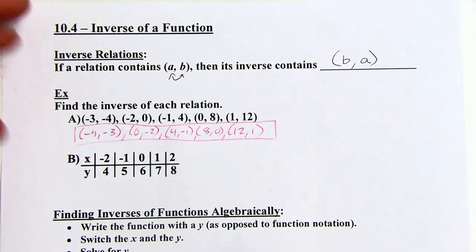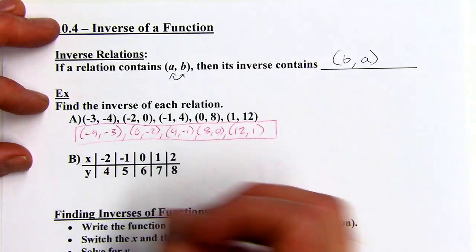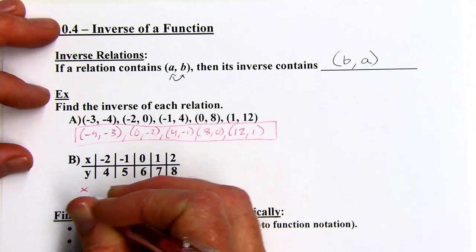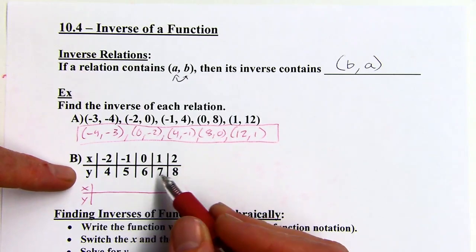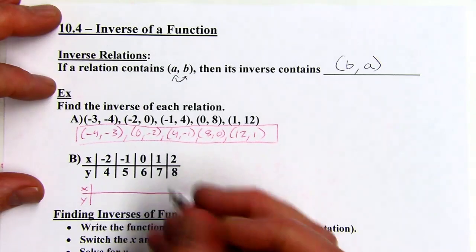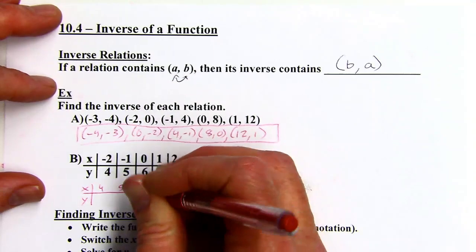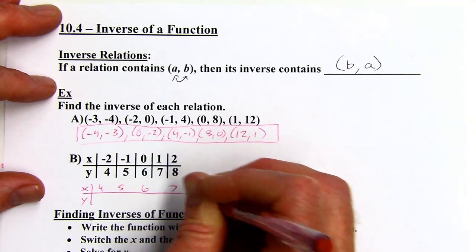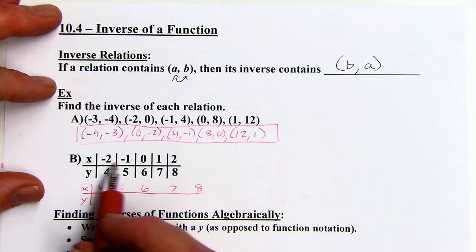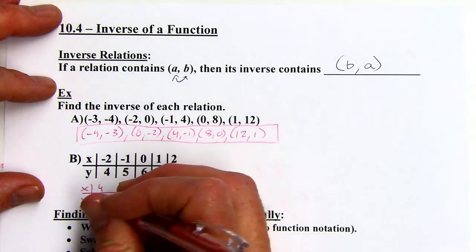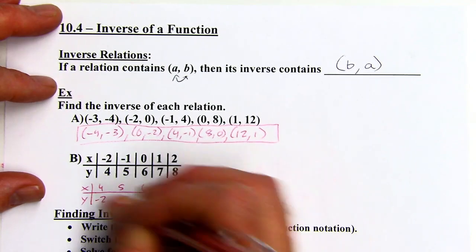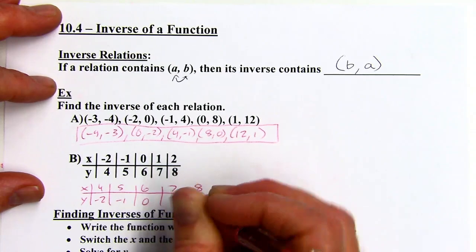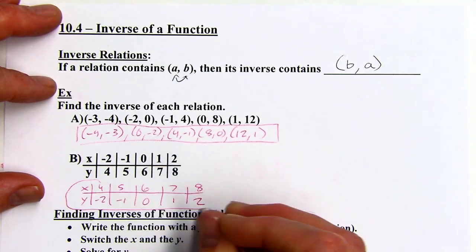Okay? And you can do the same thing with an xy table. All you need to do is flip it upside down. So I'm going to now make the y's that were on the bottom, the 4, 5, 6, 7, 8, be my x's. 4, 5, 6, 7, 8. And the x's used to start with -2. Now the y's will start with -2 and count up to 2 there. Okay, so I just switched that xy table, and then there's the inverse.